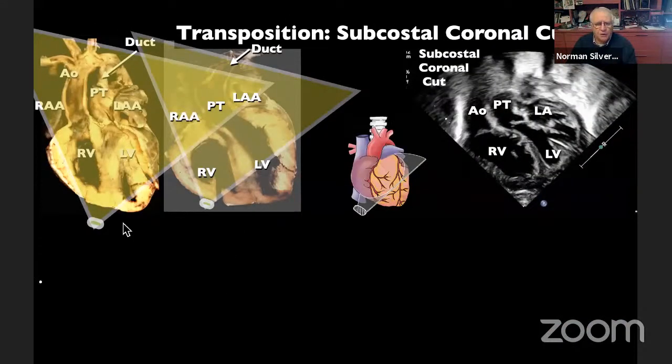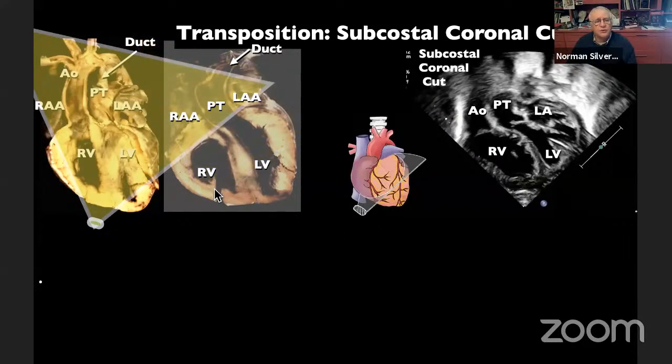Here are two other examples. Again, the echocardiographic cuts are shown on the specimen in this subcostal view. And then there's a more anterior and posterior position. Of course, the specimens have been cut through different areas to highlight different issues.